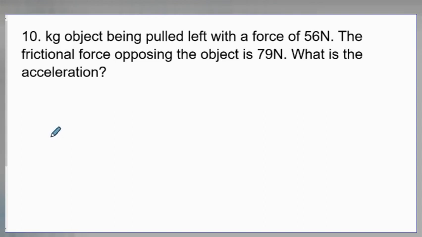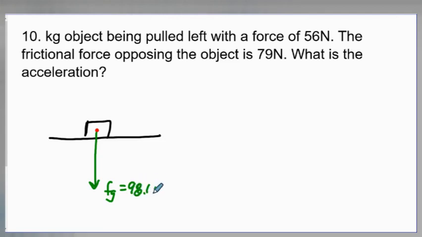So I have another problem here, and it's always good to draw a free body diagram to represent our problems. When we do this, we're always going to do it with the arrows or the vectors going from the center of the object. So the first one I'm going to draw is my force of gravity. It's always easy to figure out. So I have a 10 kilogram object being accelerated by the acceleration of gravity, 9.81. So this is going to be a force of 98.1 newtons downward.